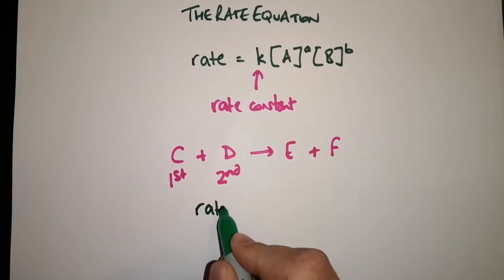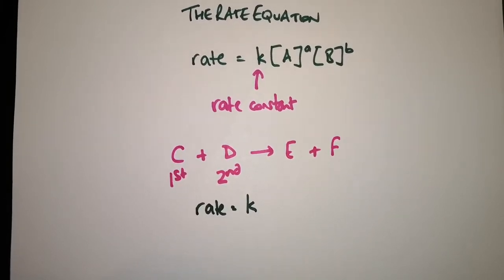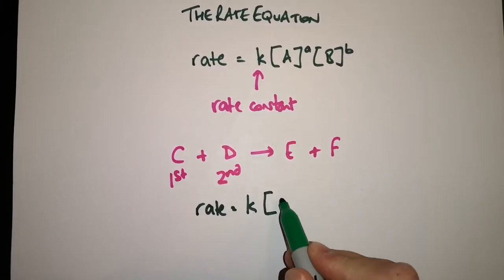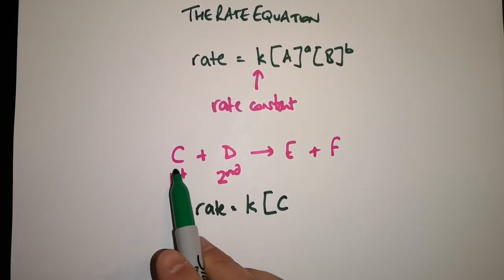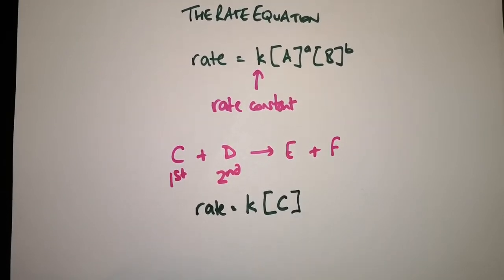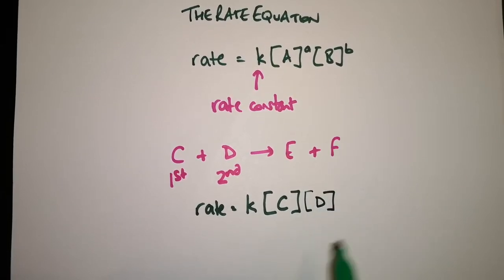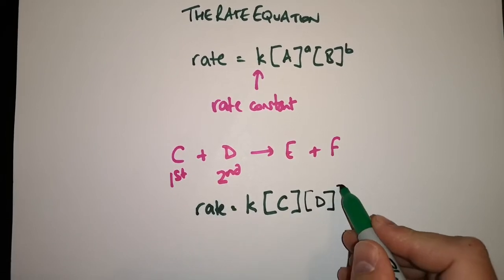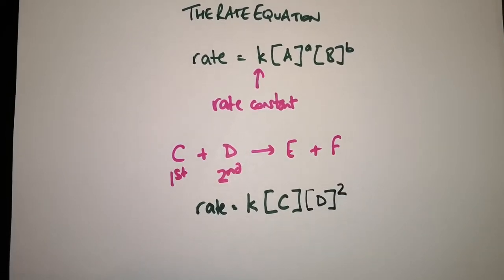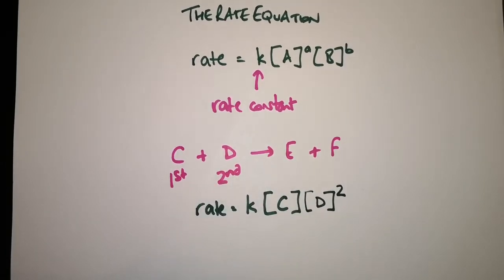They always start off rate equals k, and then I'd have my concentration of C, raised to the power 1. But of course, raising to the power 1 is just itself, so I don't have to put a power there. I'll just leave it as that. Multiplied by concentration of D. This is second order, so it's raised to the power 2. So that would be the rate equation for this overall equation.